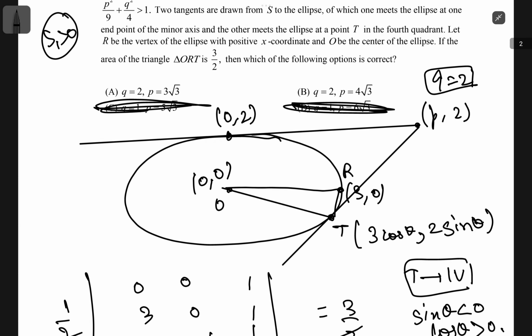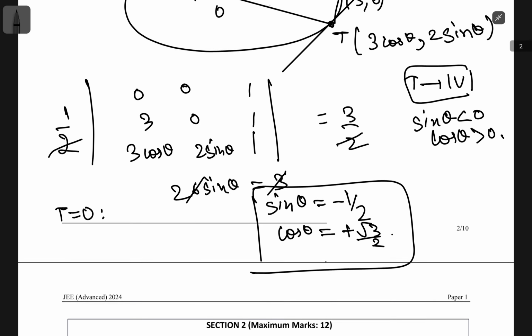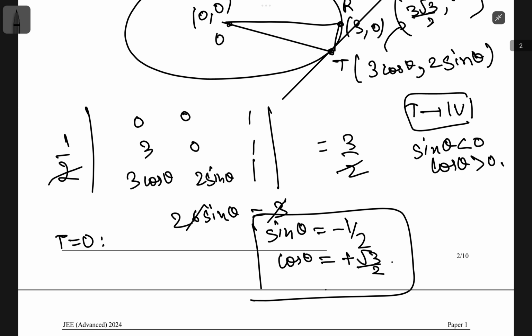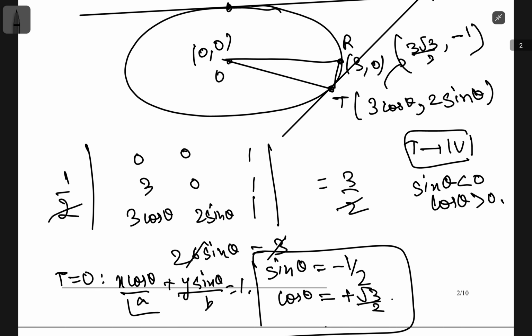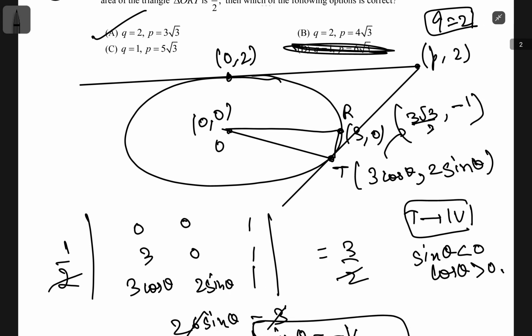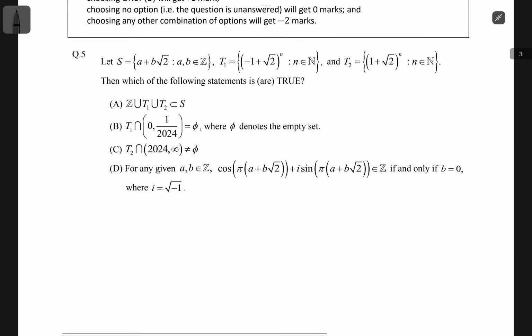So let's write the equation of the tangent at T. I know the points would be 3 root 3 by 2 comma minus 1, right? Or to be precise, it would be better to write it this way: x cos theta by a plus y sin theta by b is equal to 1. And once you do that, you can just put in y is equal to 2 and x is equal to p, and you would get p is equal to 3 root 3. So I don't need to do each and everything, right? And this is the last question.